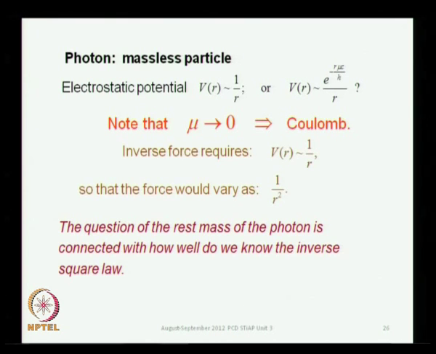Now, what is interesting is that the mass going to 0 is linked to the Coulomb's law. If one or the other was different, you would find some incompatibility between these two relations. And this is what I implied when I said that the question of rest mass of a photon is intimately linked to how accurately we know the Coulomb's law. If it was any different, then it would require a mass which is non-zero.